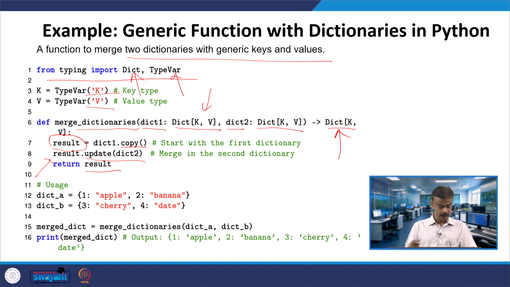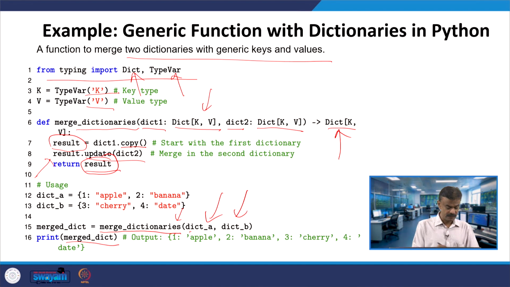Now I am calling merge dictionaries, which is going to return to merge_dict. You are passing dictionary A and dictionary B, that means 1 apple, 2 banana, and similarly 3 cherry, 4 date will be passed. When you call merge_dictionaries passing dictionary_A and dictionary_B, it has to return result, correct.